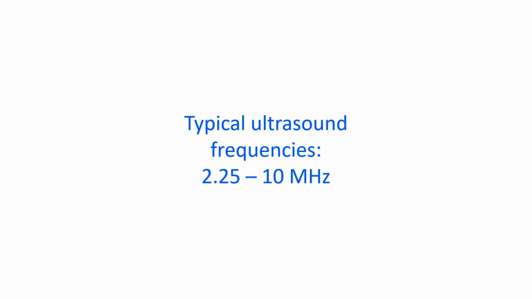Typical ultrasound frequencies range from 2.25 to 10 MHz. Lower frequencies have better penetration but lower resolution. Higher frequencies have poor penetration but better resolution. Higher frequencies are used to scan children and small babies, while lower frequencies are used in adults. We need higher resolution but less penetration in children, and vice versa in adults. Highest frequency probes are used in newborn babies.